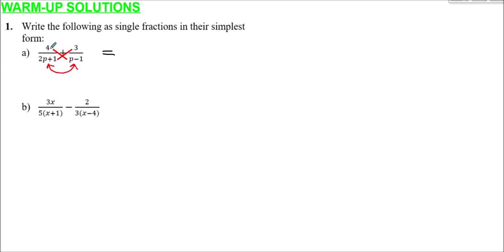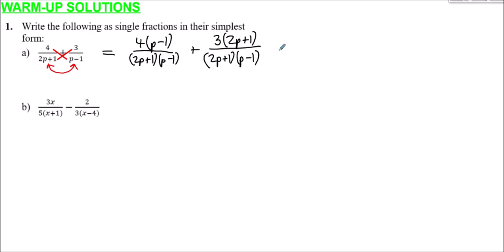So this numerator becomes 4 lots of p minus 1. This denominator now becomes 2p plus 1 brackets p minus 1, and the other with cross multiplication becomes 3 lots of 2p plus 1. Again, now all under the same denominator, which is 2p plus 1 multiplied by p minus 1. Because both now have the same denominator, I can combine these two fractions into a single one because the denominators match. So the common denominator we have is 2p plus 1 brackets p minus 1.